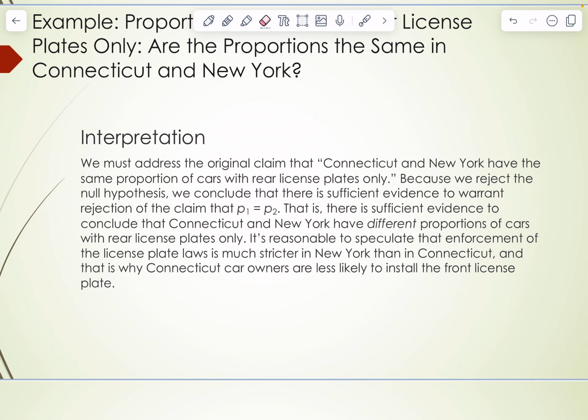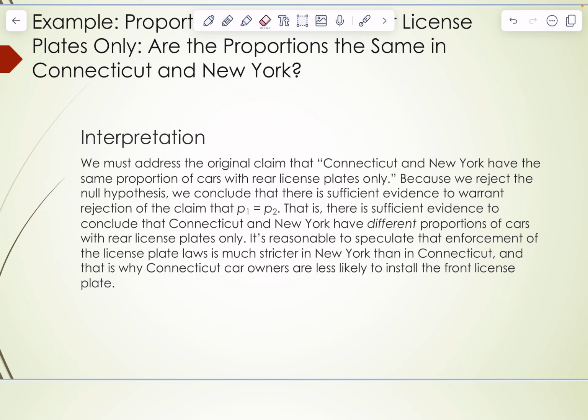Because we reject the null hypothesis, we conclude that there is sufficient evidence to warrant rejection of the claim that the two proportions are equal. That is, there is sufficient evidence to conclude that Connecticut and New York have different proportions of cars with rear license plates only, which is the same as saying that their proportion of cars that have rear and front license plates is different as well.